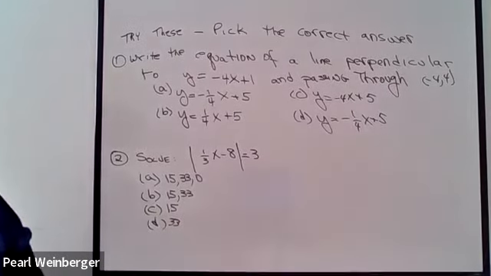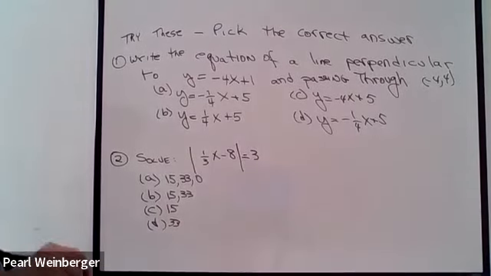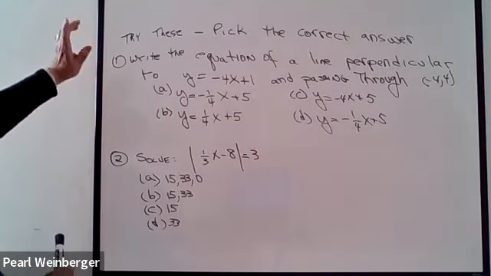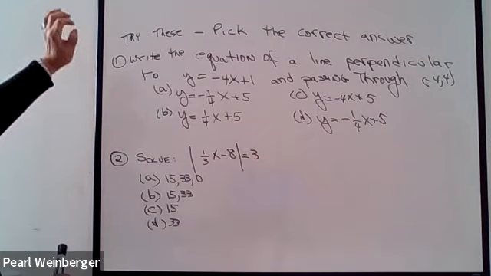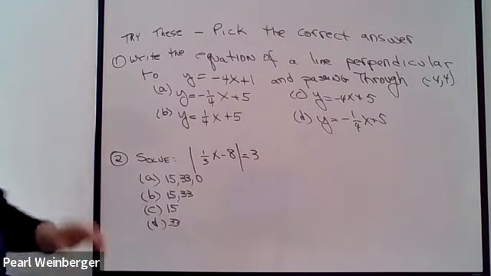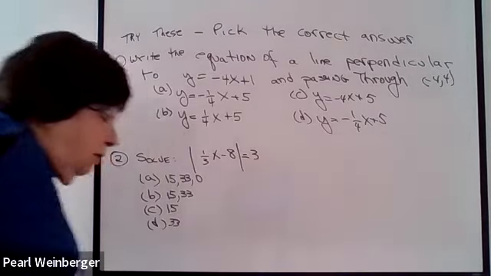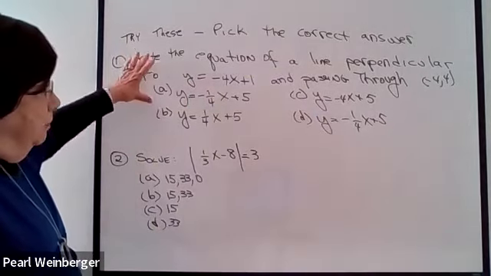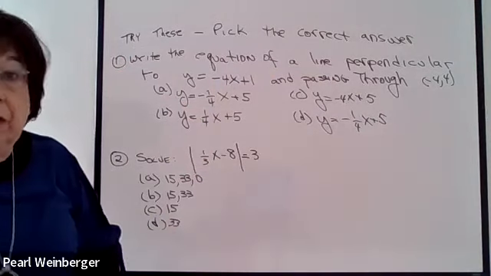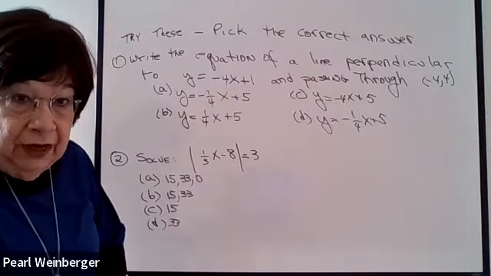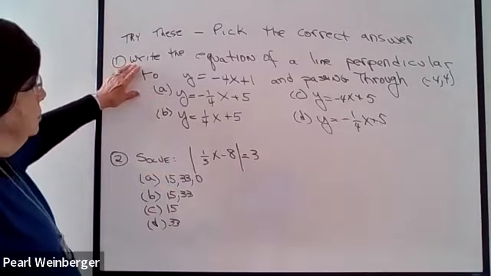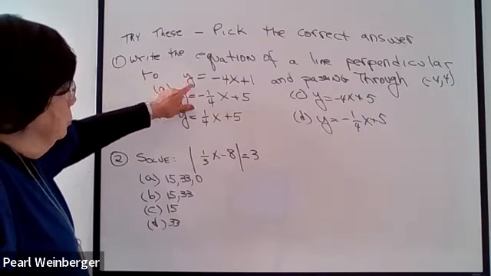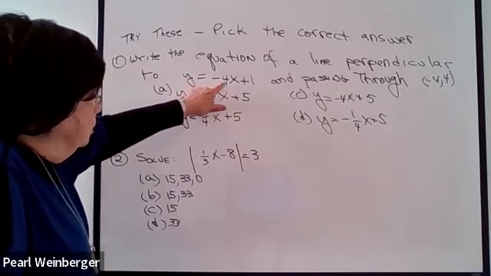So we're now on record, and we're looking at question number 1. It's a multiple choice question, similar to something that you're going to see on either the midterm or the final. These are the type of questions that actually come from previous midterms and finals. So the first question says, write the equation of a line that's perpendicular to y equals negative 4x plus 1.